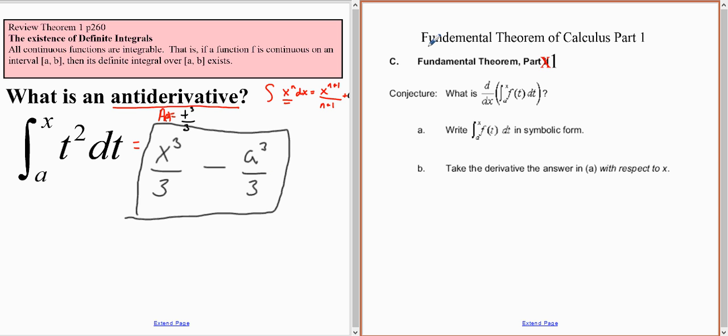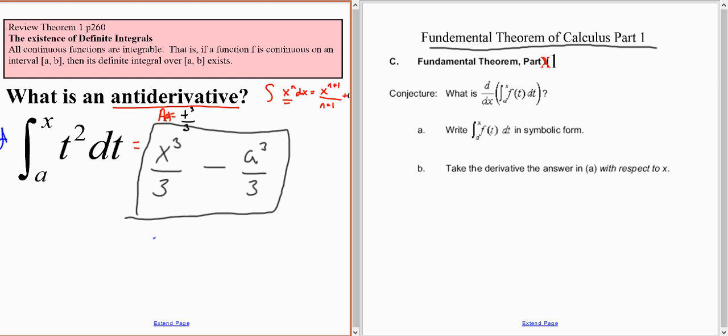And that is where it leads us into the fundamental theorem of calculus part 1. Sometimes they call it part 2 or whatever you want to call it. But what would happen if we take the derivative of the antiderivative, or the derivative of an integral? Well, let's think about this. Well, over here, if I take my antiderivative, and I would take now the derivative of this entire thing with respect to x, what do we got?